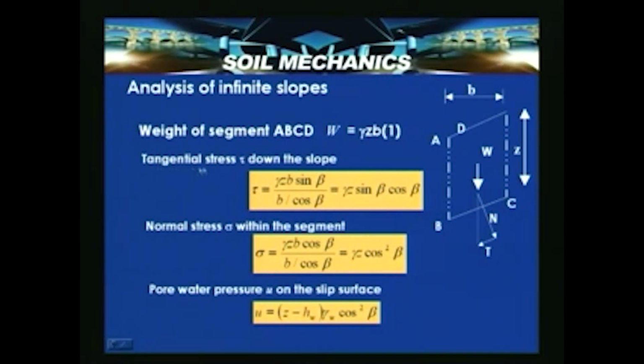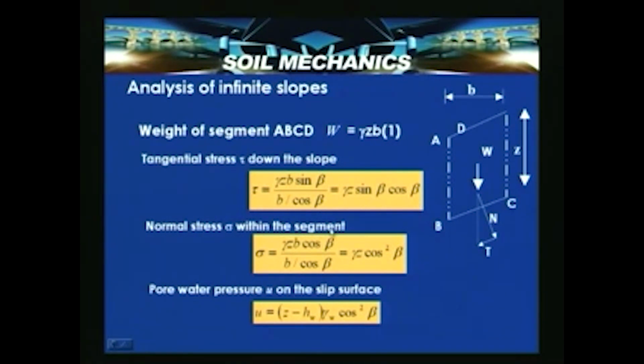Now, the tangential stress tau down the slope is given by T equal to W sin beta, which causes the driving shear stress. So tau is equal to gamma z b sin beta divided by the area over which it acts, which is b by cos beta, because the inclination is beta with the horizontal. After simplification this changes to gamma z sin beta cos beta.